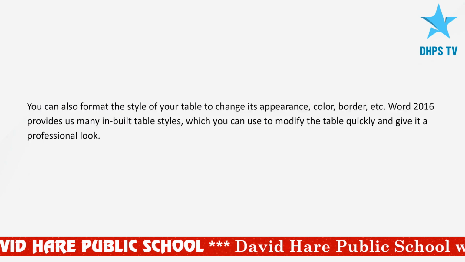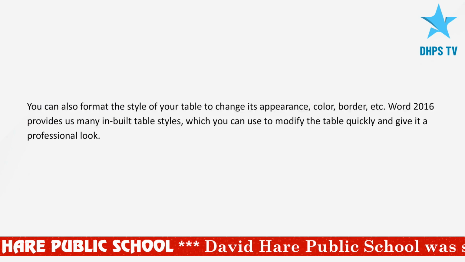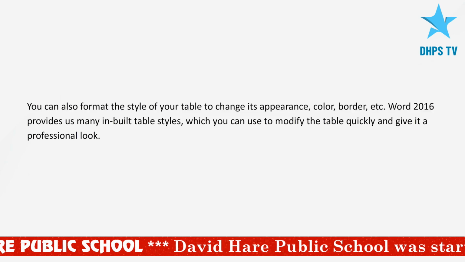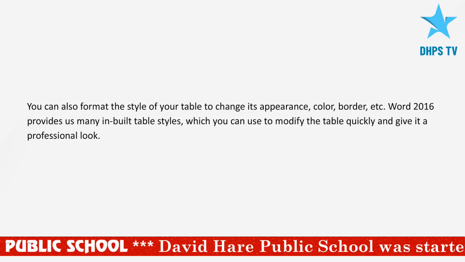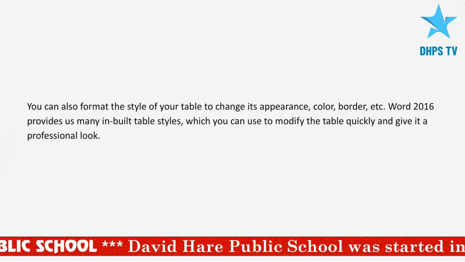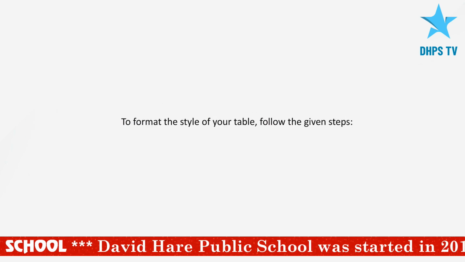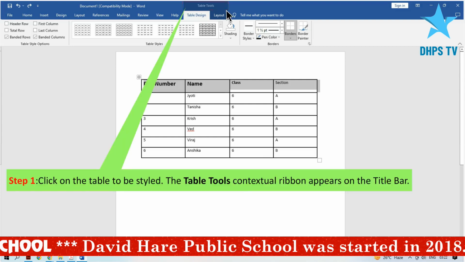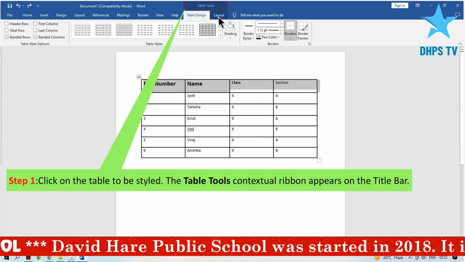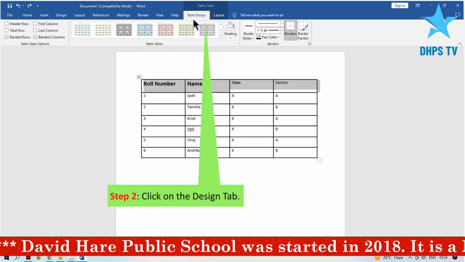You can also format the style of your table to change its appearance, color, border, etc. Word 2016 provides us many inbuilt table styles, which you can use to modify the table quickly and give it a professional look. To format the style of your table, follow the given steps. Step 1. Click on the table to be styled. The Table Tools contextual ribbon appears on the title bar. Step 2. Click on the Design tab.